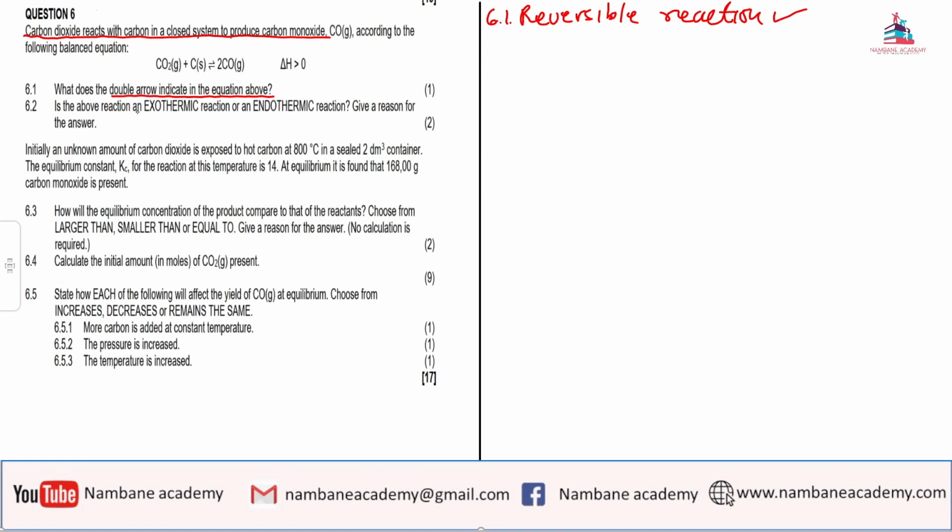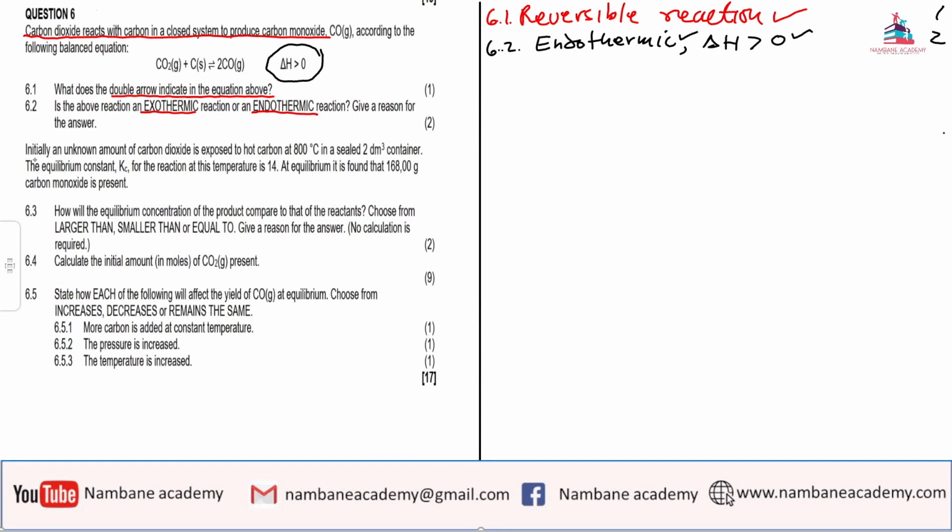Is the above reaction exothermic or endothermic? The right way of looking into the correct answer is we are given delta H, which is greater than 0. So at 6.2, the correct answer must be endothermic. And it says give a reason for your answer, which is because delta H is greater than 0. Then it will be 1 for endothermic, 1 for greater than 0, and this will be your easy 2 marks.